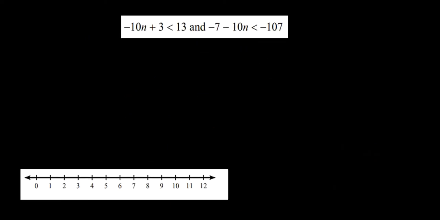We've got negative 10n plus 3 is less than 13, and negative 7 minus 10n is less than negative 107. I want you to try to solve this one, and I want you to submit what you think the interval is.